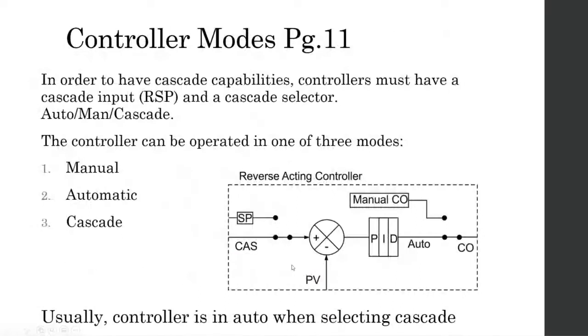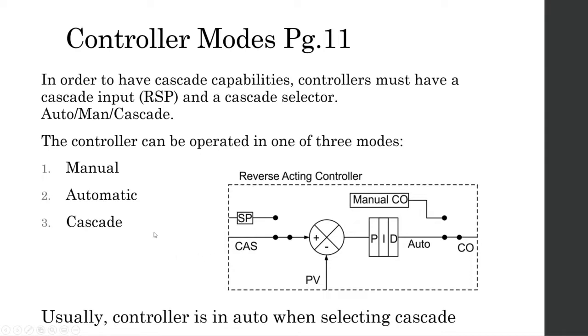One more thing about reverse and direct acting controller. So one way that I remember reverse acting controllers and direct acting controllers is how we calculate error. And if you remember from second year, error can be either set point minus PV or PV minus set point. I hope that reminds you of something.